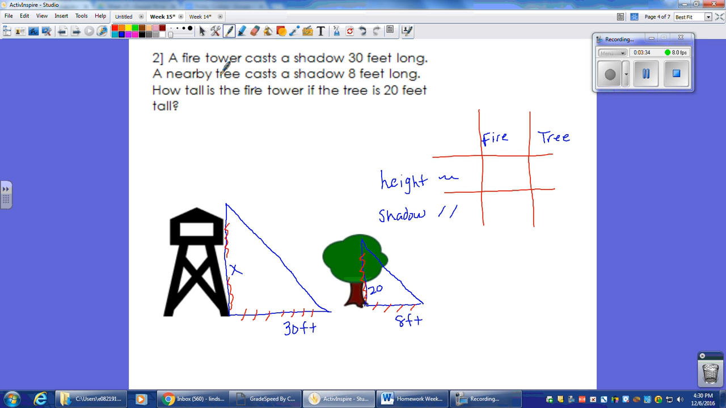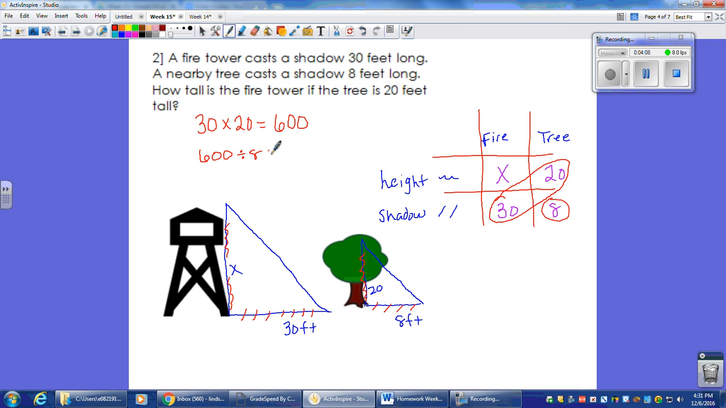So when we look at the height of the fire tower, it is X, because we don't know, or it could be any variable you want. Looking at the fire tower, the shadow is equivalent to 30. Looking at the tree, the height is 20, and the shadow is 8. So from here, what we're going to do is cross multiply and divide. So if I do this off to the side, 30 times 20, well, 3 times 2 is 6, and then add the 2 zeros on, so we get 600. What we're going to do is 600 divided by the 8.